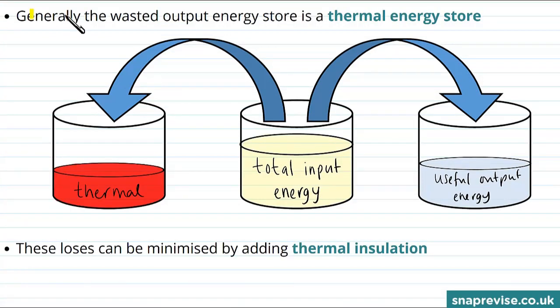Now, as I kind of hinted at a second ago, generally the wasted output energy store tends to be a thermal energy store. So that is, given all of the energy that we start off with putting into the process, some of it will be useful and some of it is usually wasted as heat. As a result of this, we can often minimize losses by adding thermal insulation to our system.